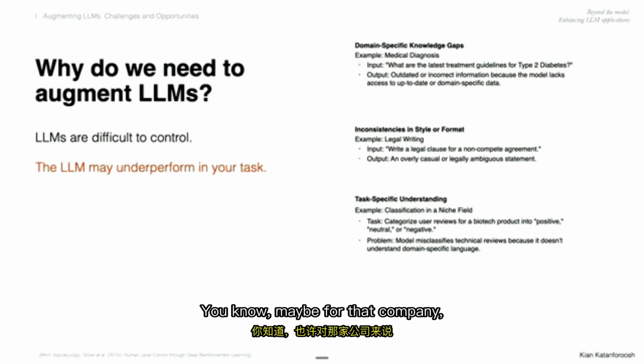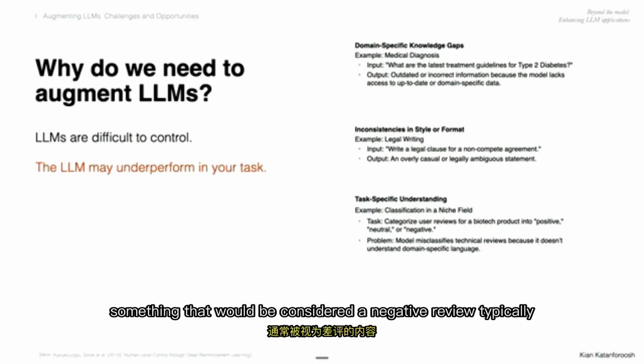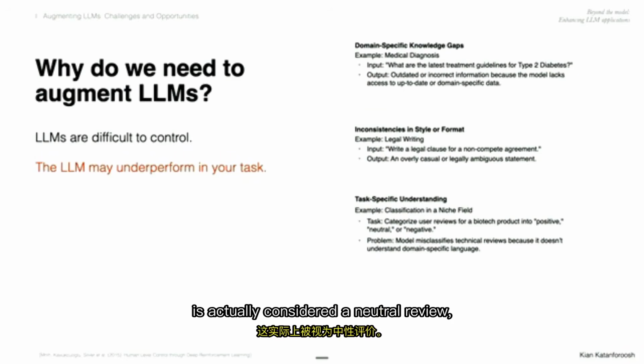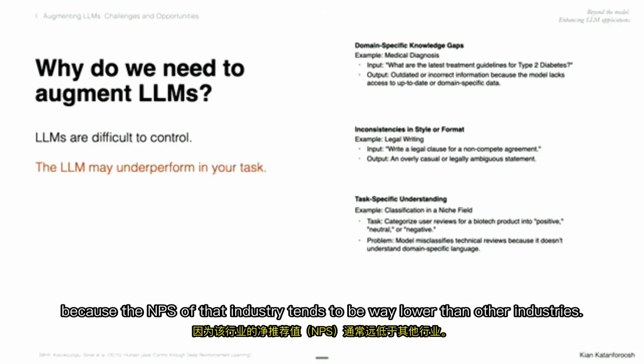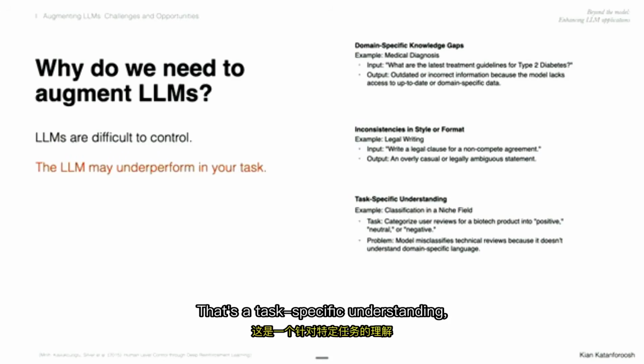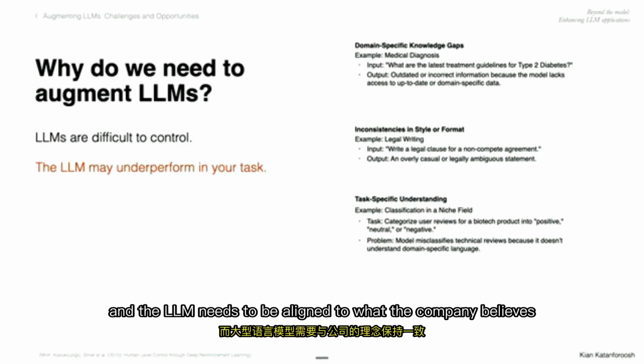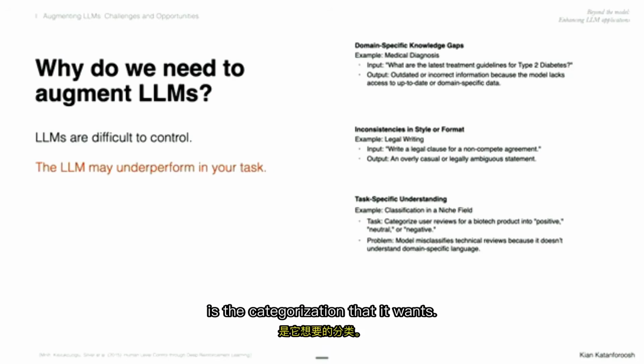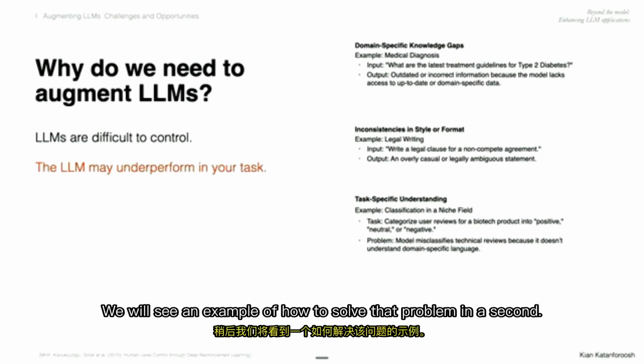Maybe for that company, something that would typically be considered a negative review is actually considered a neutral review, because the NPS of that industry tends to be way lower than other industries, let's say. That's a task-specific understanding, and the LLM needs to be aligned to what the company believes is the categorization that it wants. We will see an example of how to solve that problem in a second.